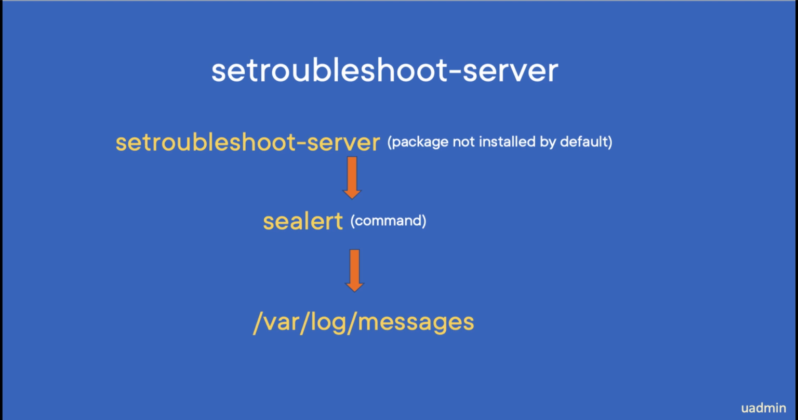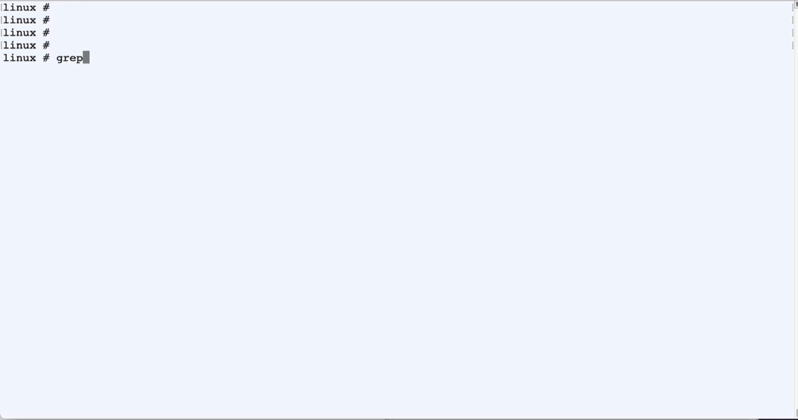Now the next command we want to check is sealert. And sealert is a command that is provided by the setroubleshoot-server package, which is, as you may remember from the setup module, not installed by default. So you have to install it before you can use it, obviously. Another interesting thing is that the logging is not done by SELinux itself, but by setroubleshoot. And it logs to the messages file and not to the audit log. So all I need to do is to grep for the setroubleshoot entries in the messages file.